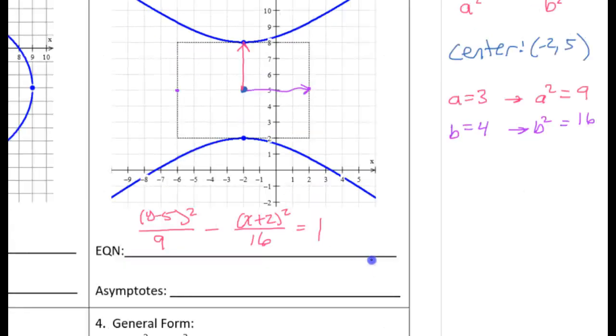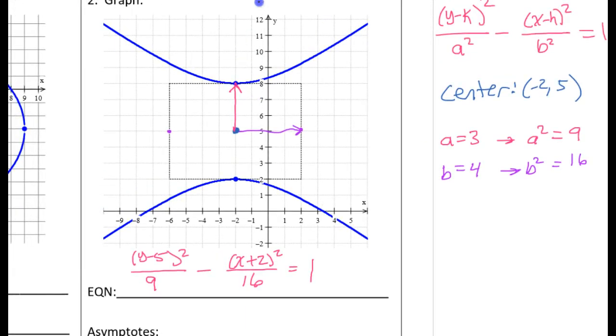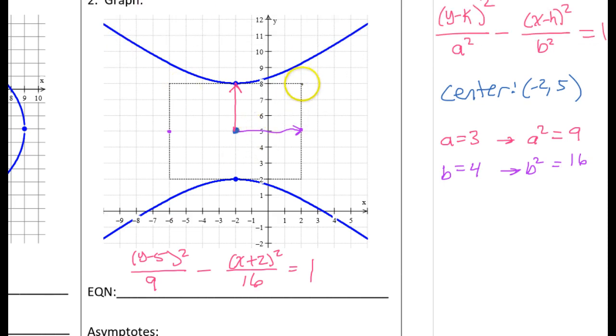In addition to the equation, they wanted us to write the equation of the asymptotes. We know that the asymptotes pass through the diagonals of this rectangle. So here are the corners of the rectangle here and here. All right, so the asymptote is going to pass through the diagonals of this rectangle like this. And they will go the other way as well. All right, so those are the asymptotes.